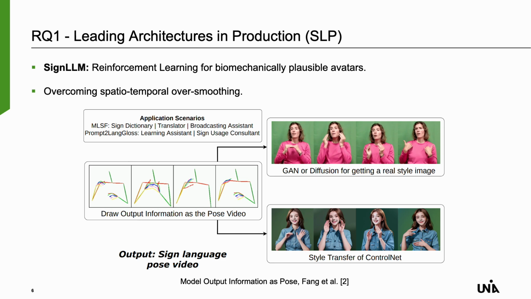As you can see in the image, it outputs a skeleton pose video based on the text prompts. But what makes SignLLM truly special is its use of reinforcement learning. Instead of just mathematically plotting points on a grid, it actively rewards the system for creating avatar movements that are biomechanically plausible. It's finally making these avatars look human.